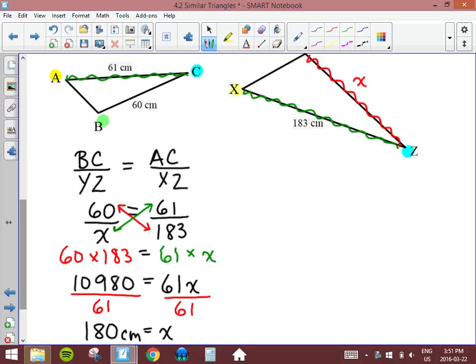I'm going to scroll back up and ask myself, does that answer make sense? So I think that x is 180 centimeters. Now notice that the green line is a little bit bigger than the red line in the big triangle, and over in the other triangle, the green line again is a little bit bigger than the red line. So I'm pretty happy with that answer. It seems to make sense to me.